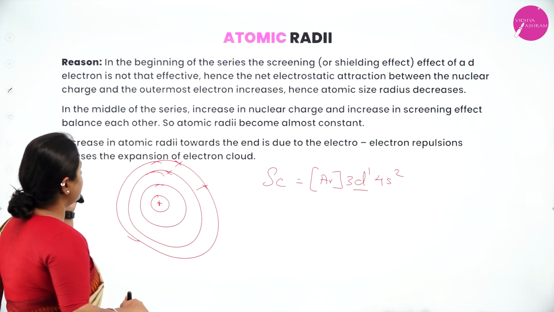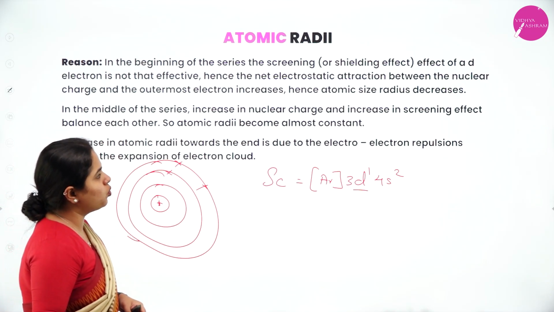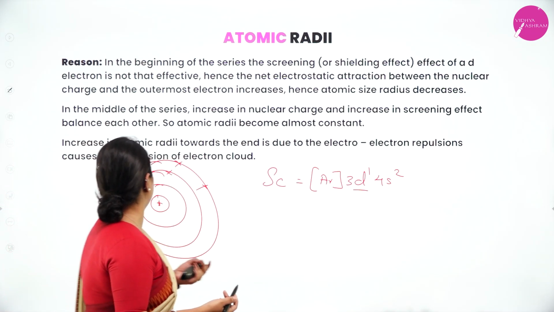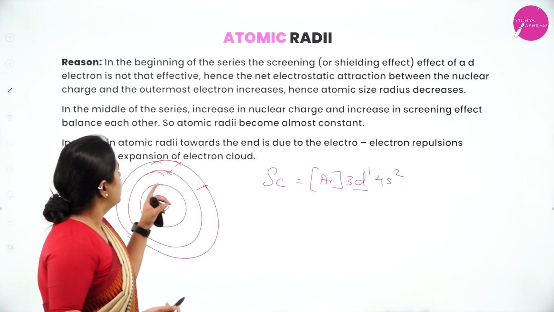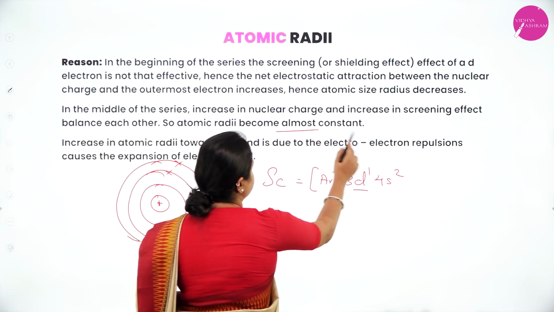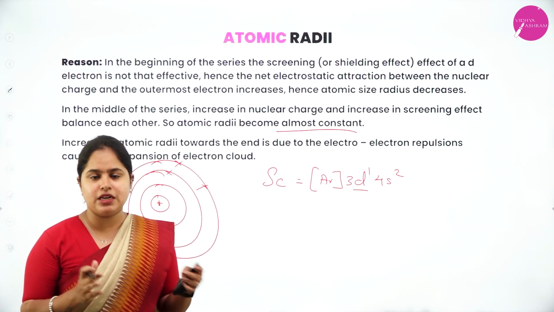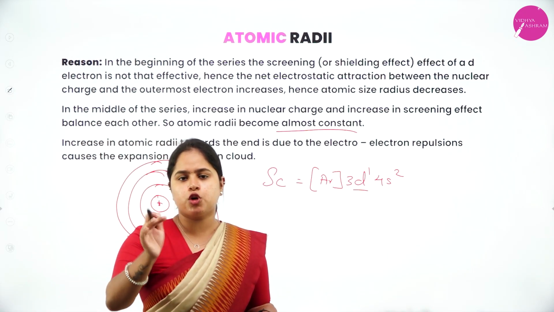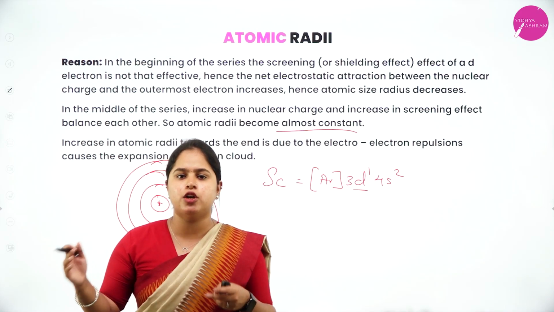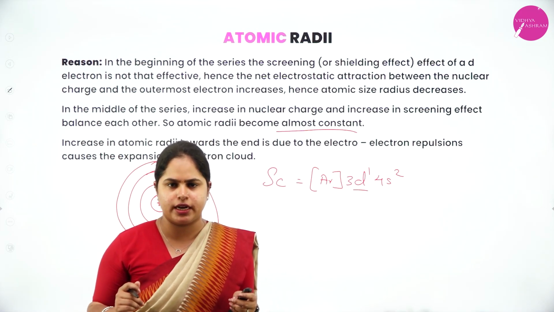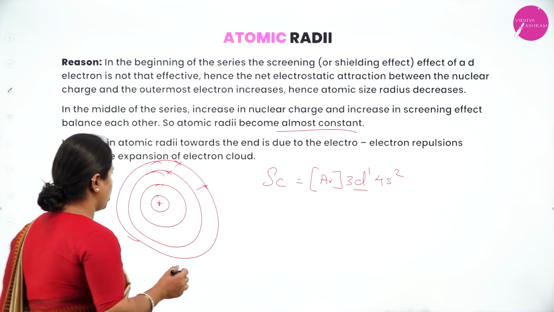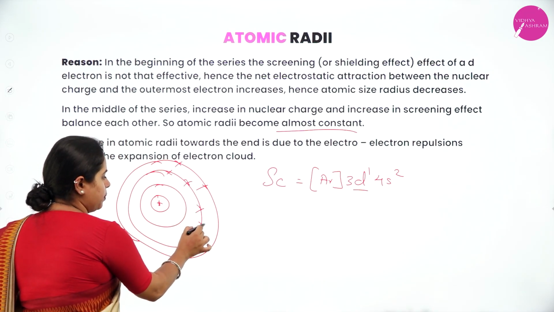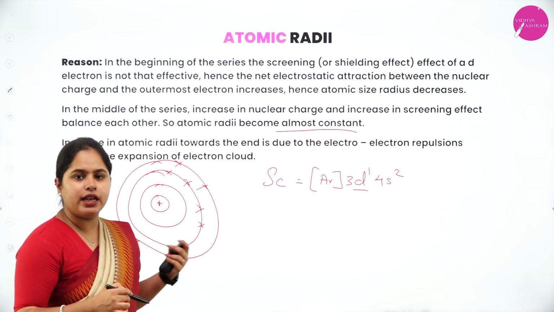Now, in the middle of the series, the increase in nuclear charge and the increase in screening effect balance each other. So atomic radii becomes almost constant. Midway, right. After chromium, manganese, iron, cobalt almost have similar atomic radii. Why is this happening? Because more d electrons will be present now.